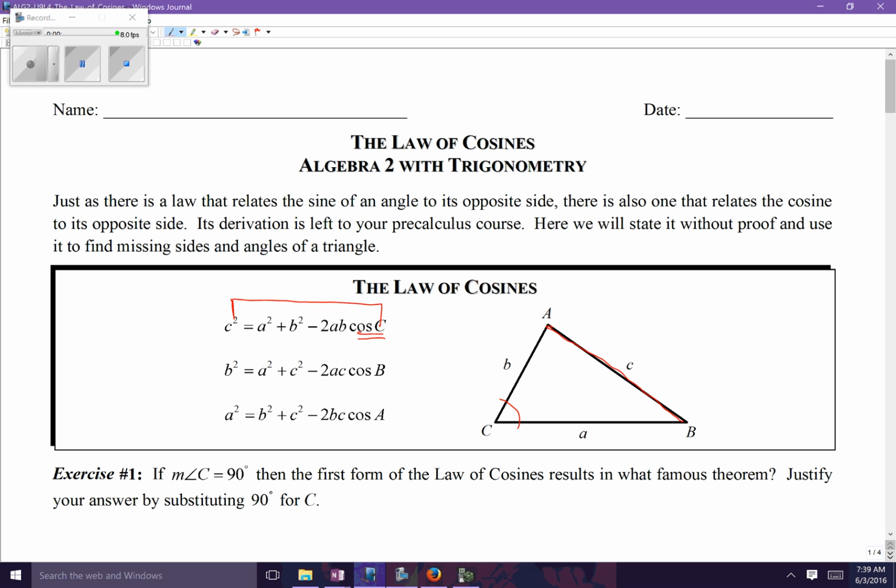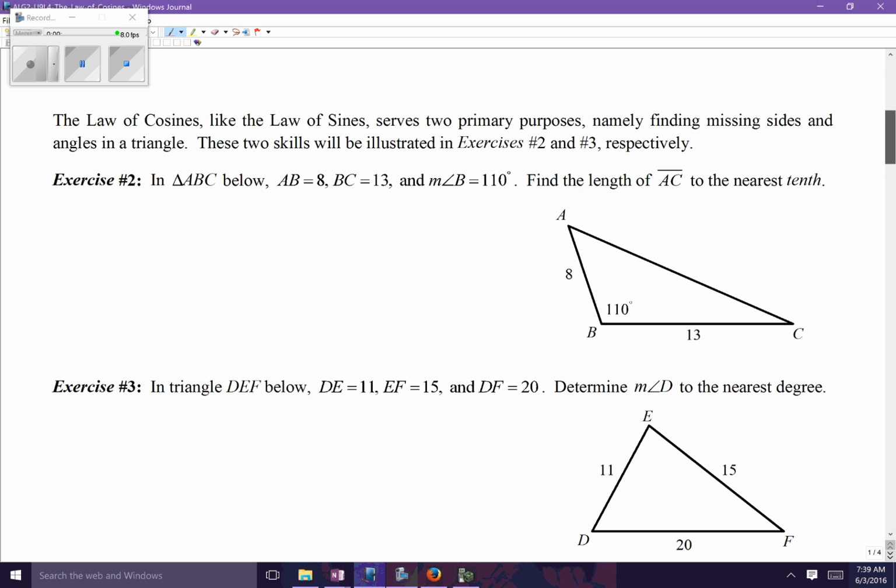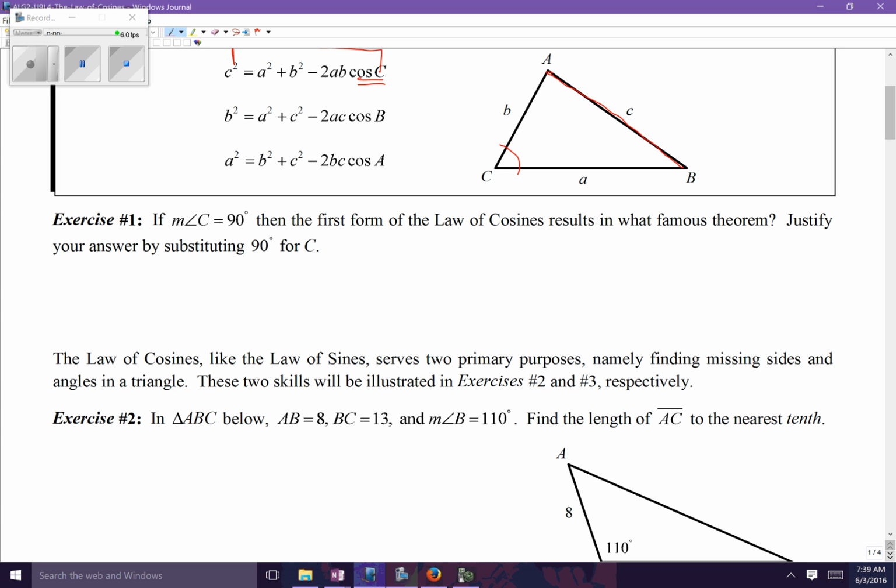It says if the measure of angle C equals 90 degrees, then the first form of the law of cosines results in what famous theorem? Justify your answer by substituting 90 degrees for C.